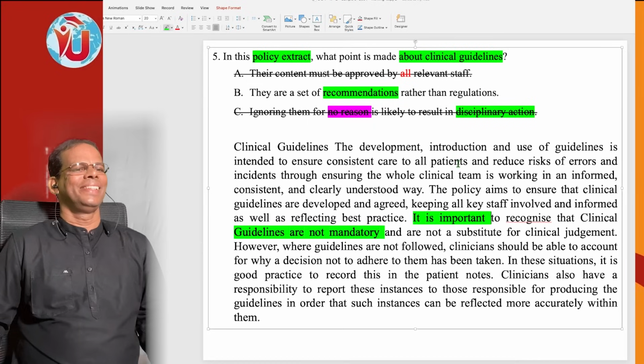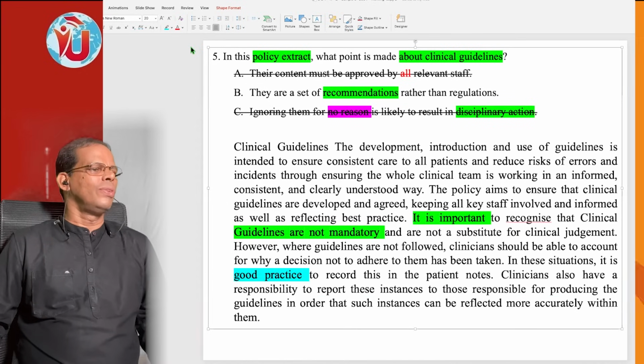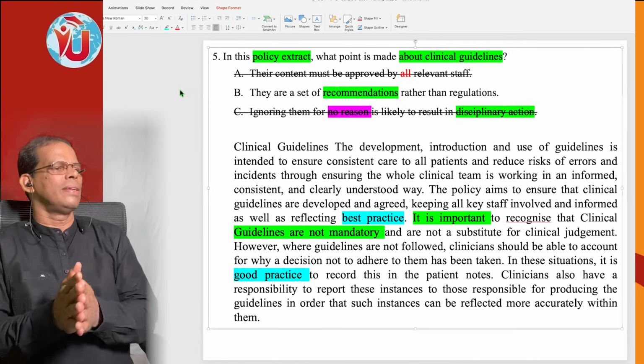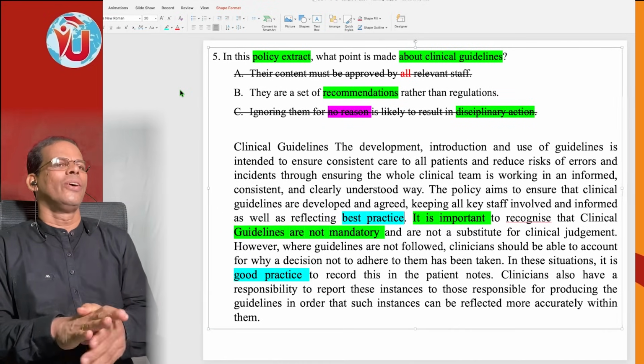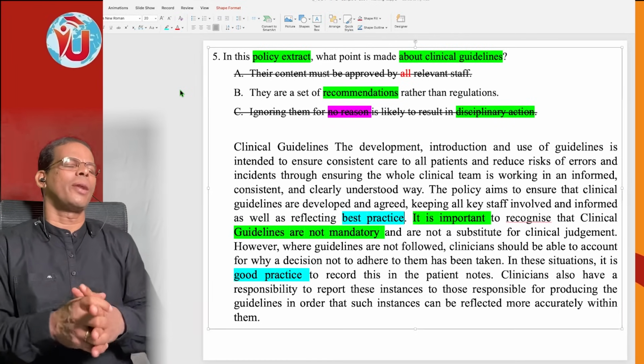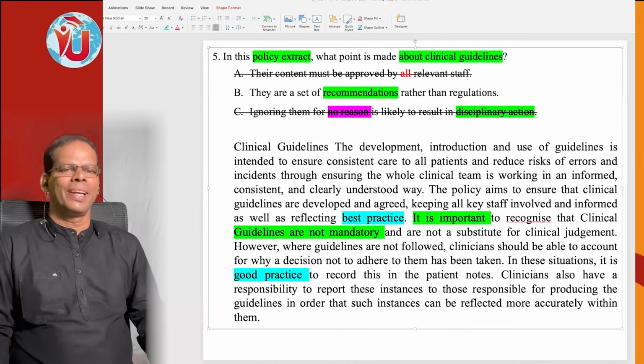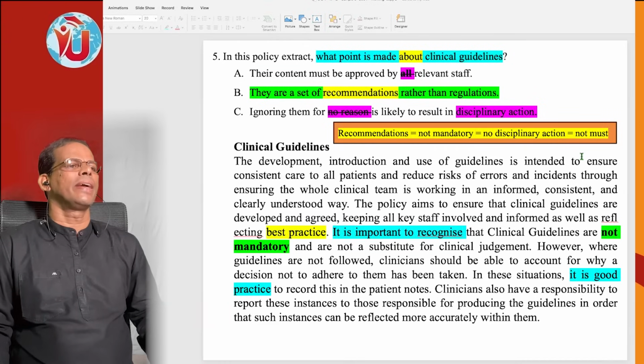And also somewhere it says best practice, good practice. Good practice means it's good to do, not mandatory. It's a good practice to have two or three liters of water every day. It's a good practice to have more fluid intake. Again, one more word was there somewhere: best practice, reflecting best practice. All this says it is not mandatory. This is a best practice, this is good practice. It's better to do this. So these are recommendations, not regulations. Regulations are mandatory. Recommendations are advice, suggestions, and no disciplinary action. Clear, no? Recommendations, non-mandatory, no disciplinary action, not must. May. You may do it, or you may not do it.